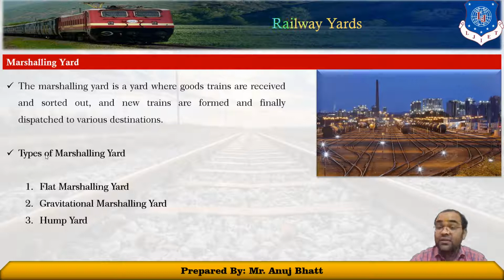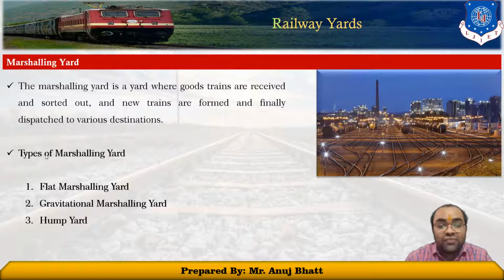The other one is the gravitational yard. In the gravitational yard, the level of the natural ground is such that it is possible to lay some tracks at some gradients.